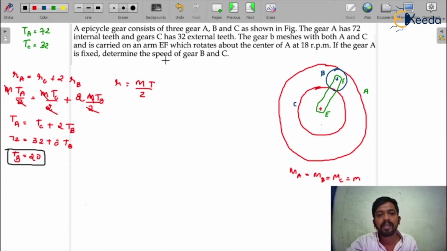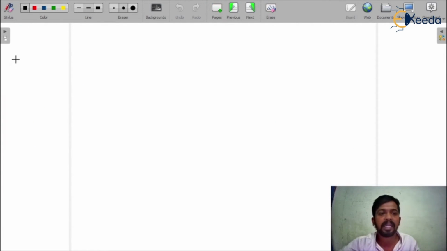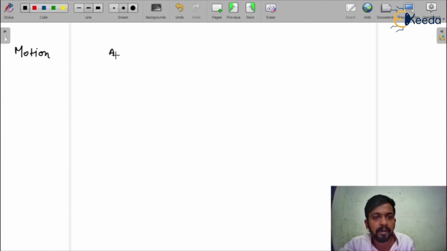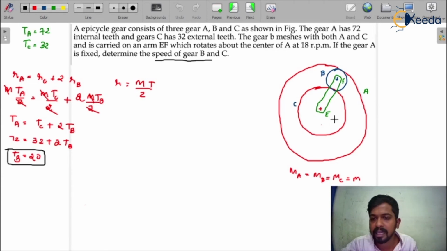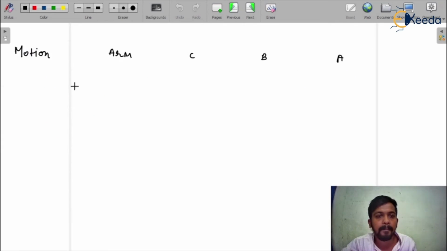Now we are going to find the speed of gears B and C. We have to draw the table, as we generally do in epicyclic gear train problems. So this is the motion, this is the arm, and this is C, this is B, and this is A. You have to start with the sun gear, it would be easy to solve the questions. Don't start with gear A, just start with C, then B, then A.